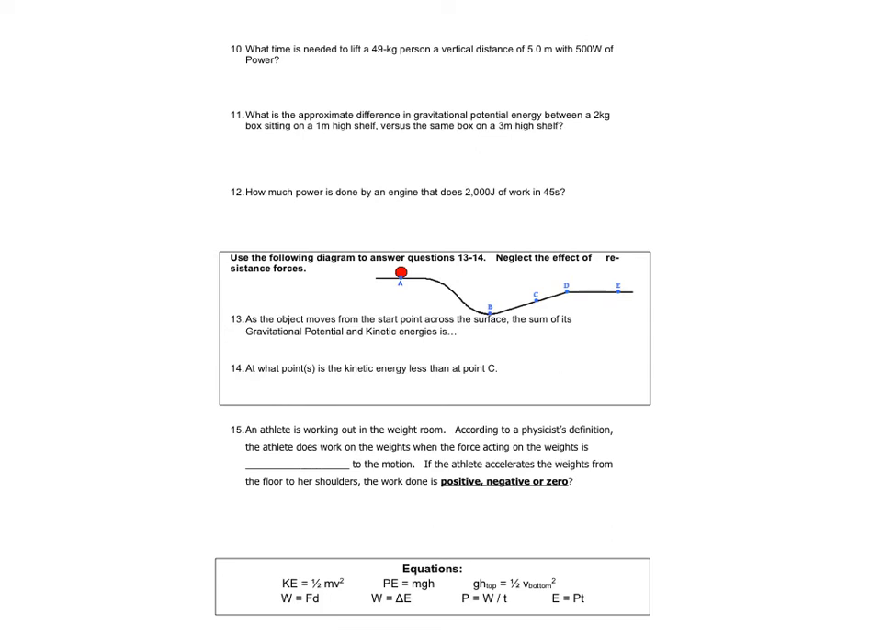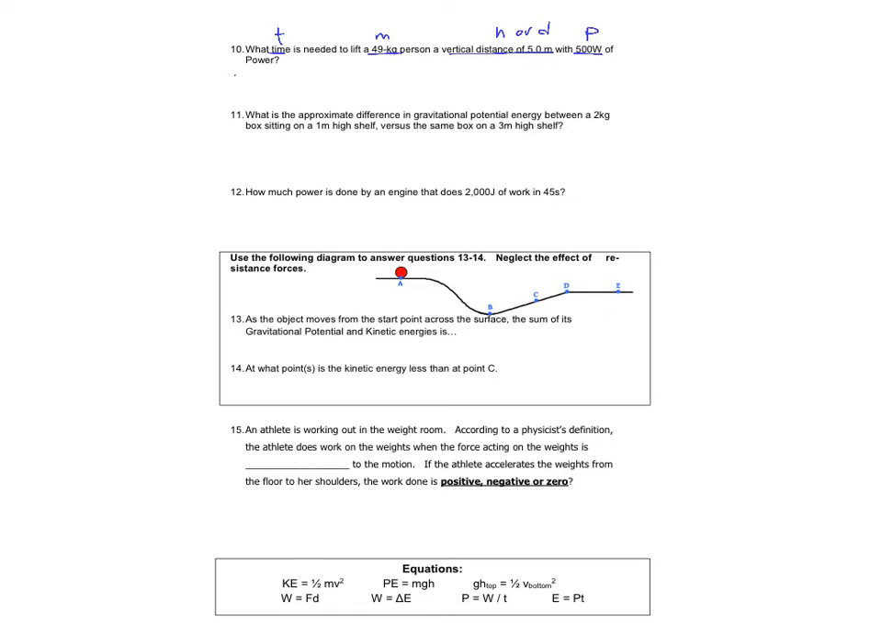Okay, number 10. What time is needed to lift a 49 kilogram person a vertical distance of 5 meters with 500 watts of power? So I'm solving for time. It gives me mass. I know vertical distance, so this could be height or distance. And then I know power. Power is 500 watts.